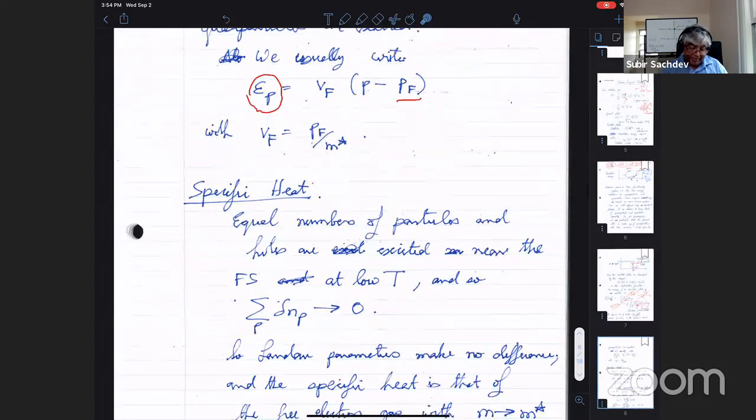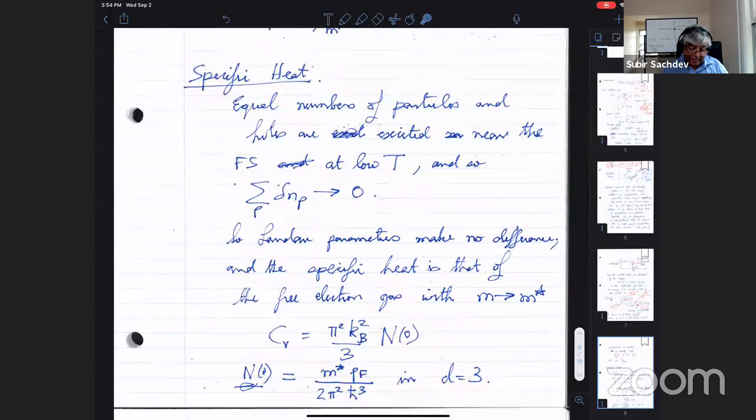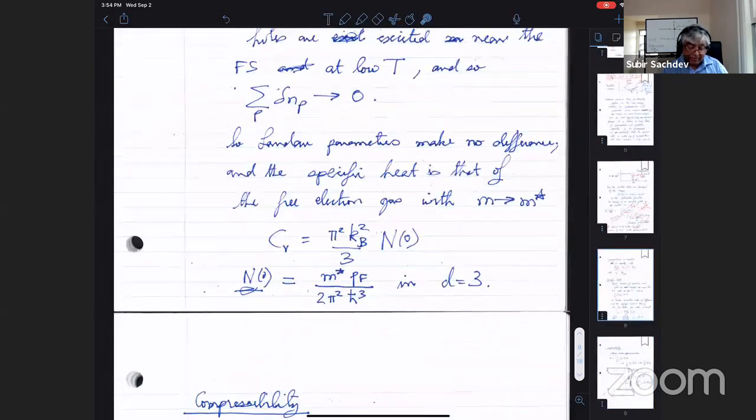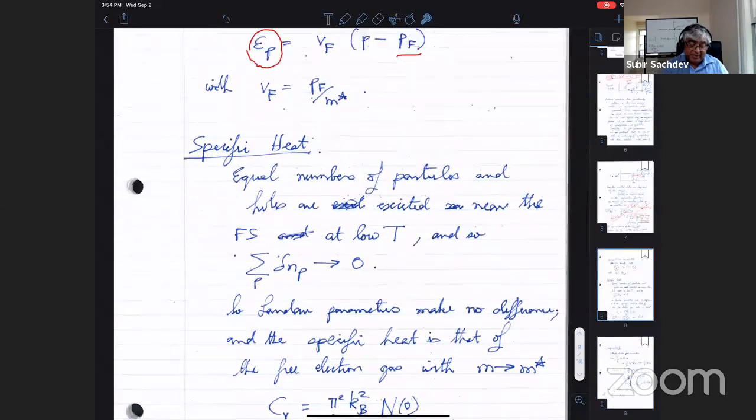All right, so then there's a calculation here of the specific heat and the compressibility. Let me just very quickly go through it. You can read it later. We're not going to really use much of this later, I just want you to get the general idea. So suppose you heat up the system. Now, if you had free electrons, I presume you've done the calculation in your StatMech course. The specific heat is linear in temperature.